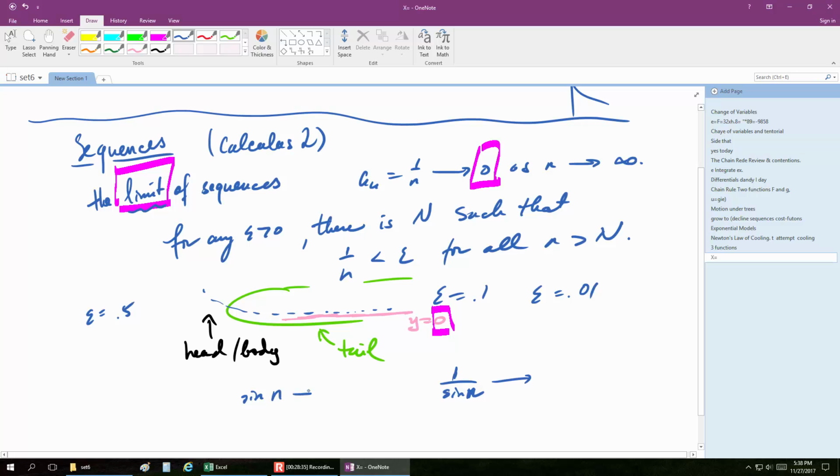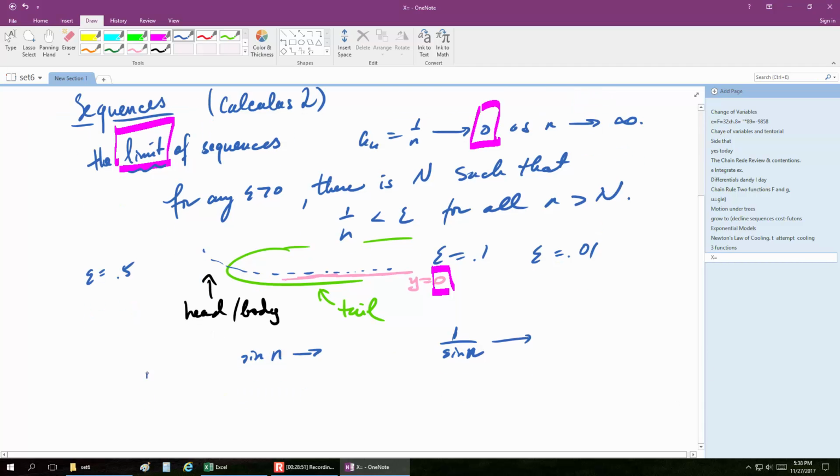Without the fraction, what's the limit of sine n? 1? No. Can you imagine what the graph looks like? Remember, sine looks like this. This is the sine function, and then we pick points on it. Not a lot, but enough to draw a conclusion. No limit? No limit.